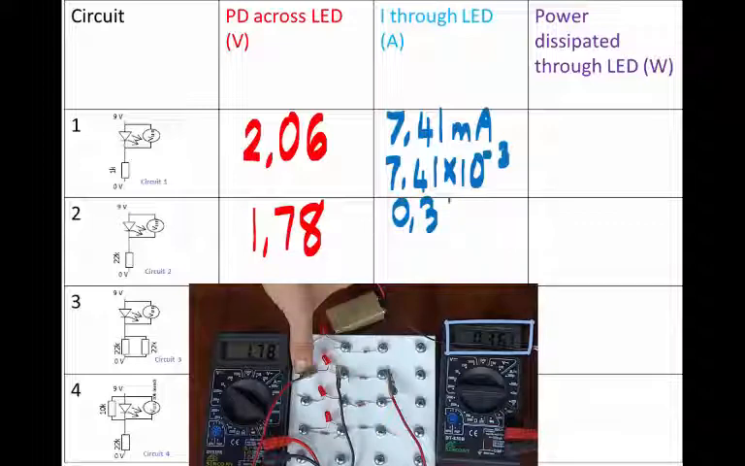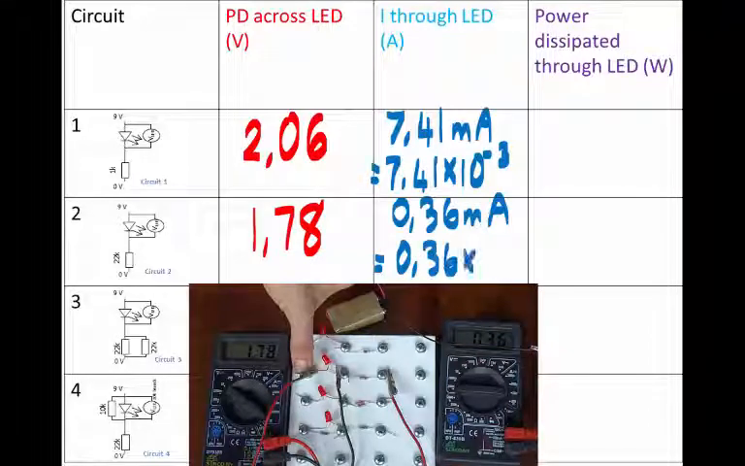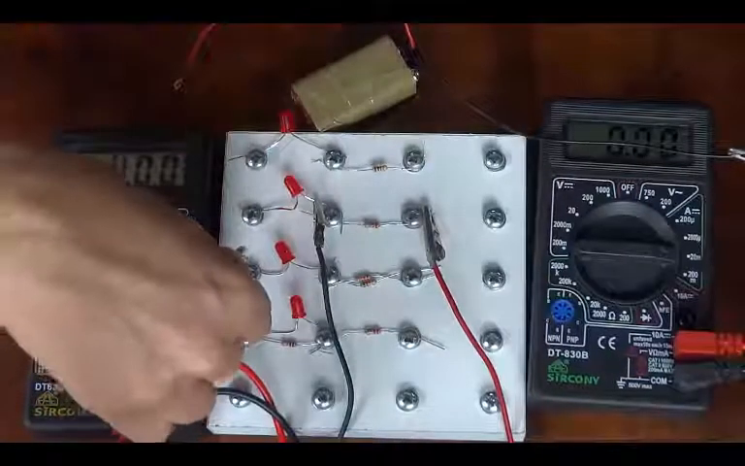0,36 milliamperes, which is equal to 0,36 times 10 to the power minus 3 amperes. Now we transfer our connections to circuit 3.